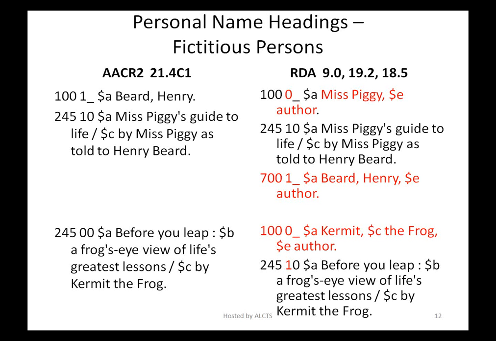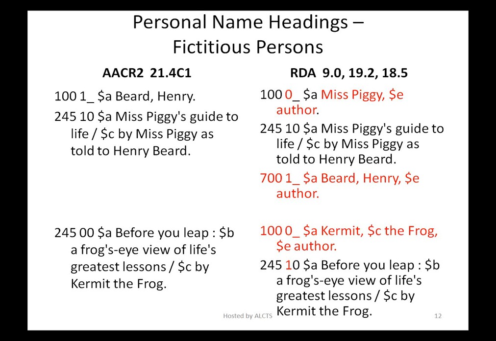Okay, moving right along. I want to talk a little bit about personal name headings. And in RDA, fictitious entities and real non-human entities can receive access points as creators and contributors. And here are two well-known examples of fictitious and non-human entities. So in the first example, we have a work that says it's by Miss Piggy as told to Henry Beard. Henry Beard is actually the author, and in AACR2, the actual known author of a work ascribed to a fictitious person would be entered under the actual known author. So we have main entry under Beard.